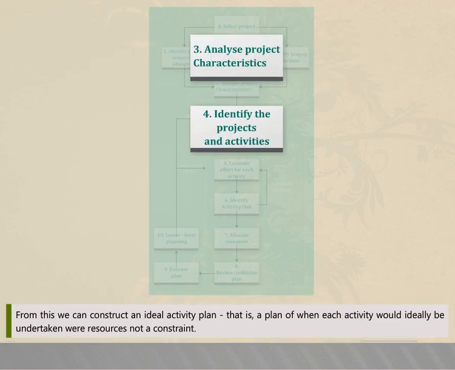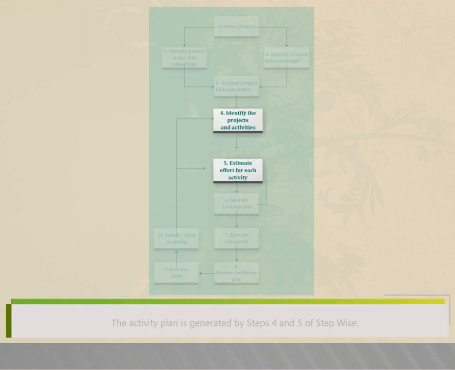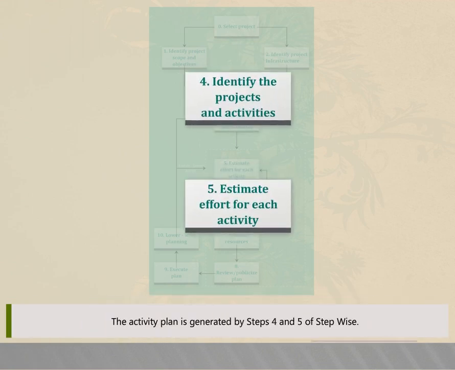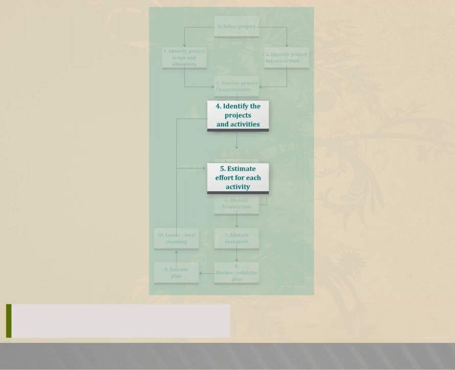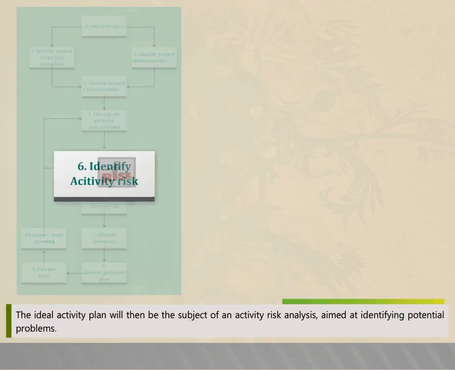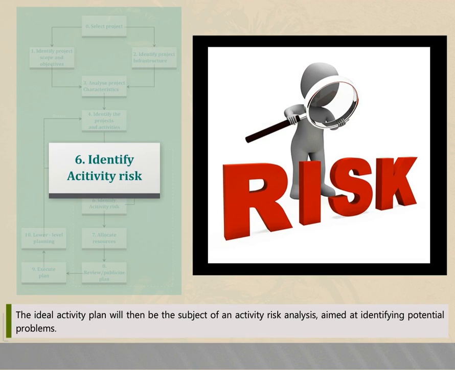From this, we can construct an ideal activity plan, that is, a plan of when each activity would ideally be undertaken, where resources not a constraint. This activity plan is generated by steps 4 and 5 of Stepwise. The ideal activity plan will then be the subject of an activity risk analysis aimed at identifying potential problems.